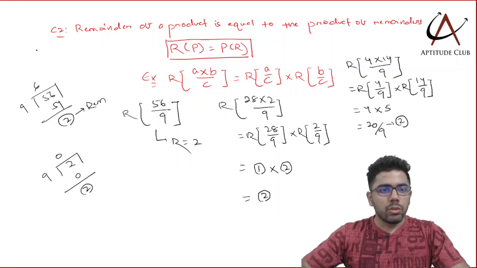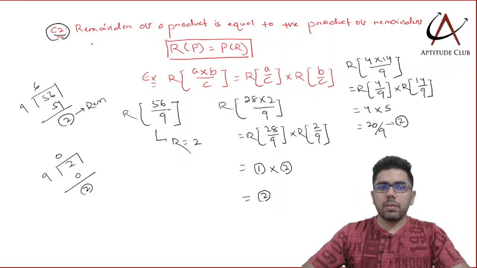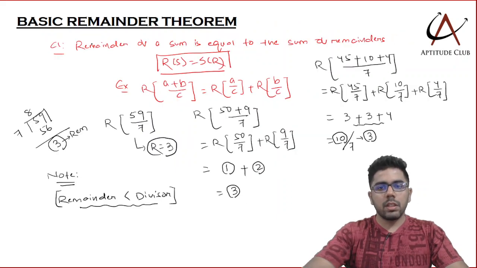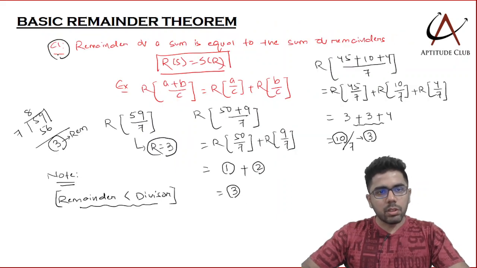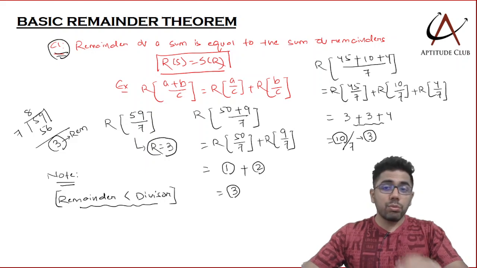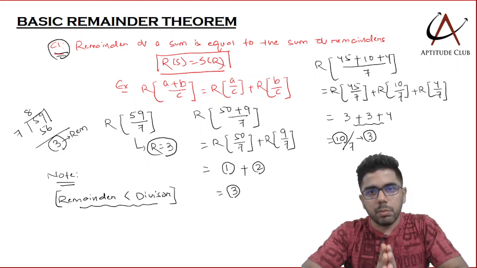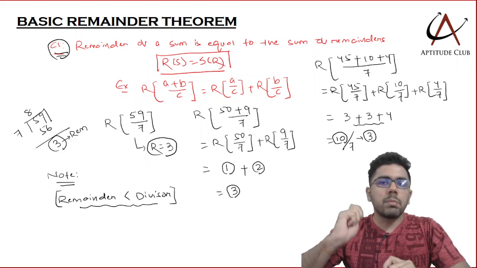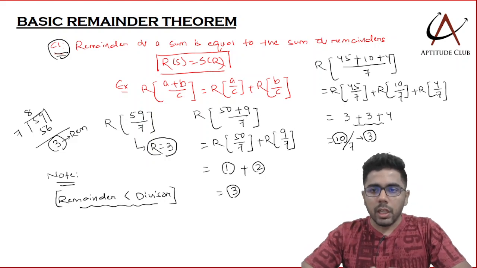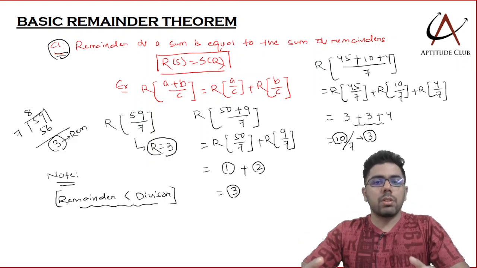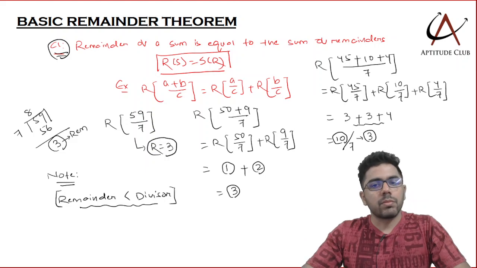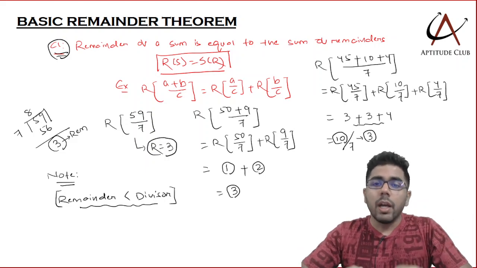So these two clauses, the remainder of a product is equal to the product of remainders and the remainder of a sum is equal to the sum of remainders. This explains two very basic properties of remainders, that remainders are additive and remainders are multiplicative. And we will use this nature of remainders across the questions. Very widely used and very useful.